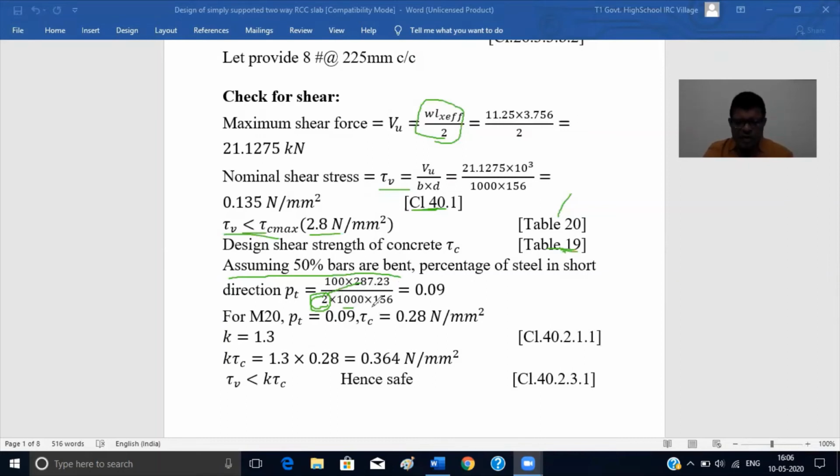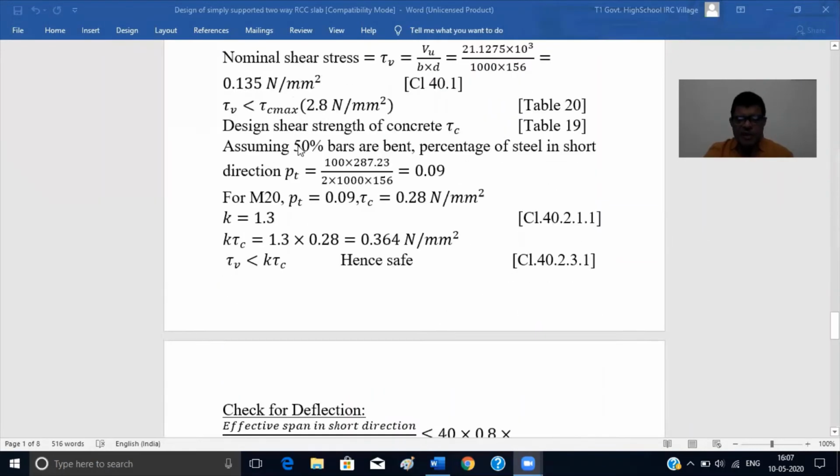Then b is equal to 1000, d is equal to 156. So from the pt, it is equal to 0.09. So it is less than 0.15, so the value against 0.15 is taken as the tau c. And k is equal to 1.3. You see there is a table in page 72 to calculate the k value depending on the depth of the slabs. You check that and find out k tau c, and tau b must be less than k tau c, so that there is no shear reinforcement and it will be safe in shear. So please check that from your code.